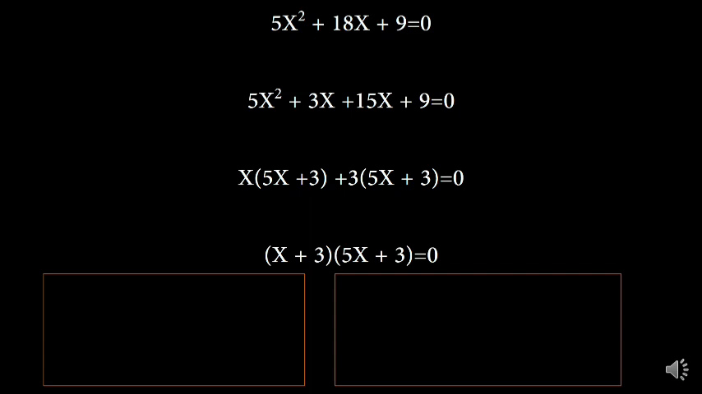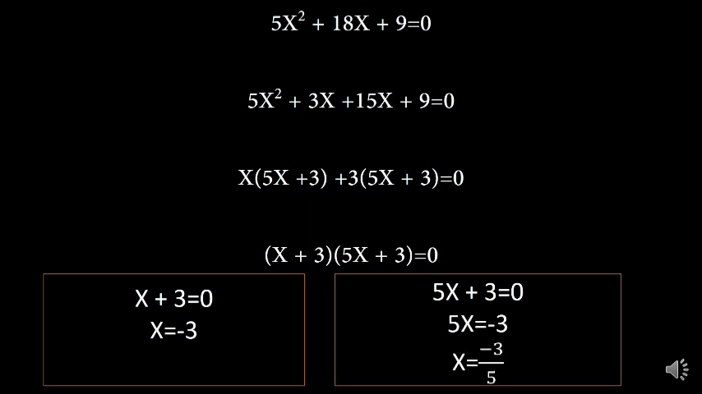Then the next step is to equate each of these brackets to 0. So the first one on my list is x plus 3 is equal to 0. So if I equate x plus 3 to 0, I'm going to get x is equal to minus 3. Then if I do it for the second one, 5x plus 3 is equal to 0. So I'm going to get 5x is equal to minus 3. Then x is equal to minus 3 over 5. So I can say that my values for x in this case are minus 3 and minus 3 over 5. Okay, that is all for this question.